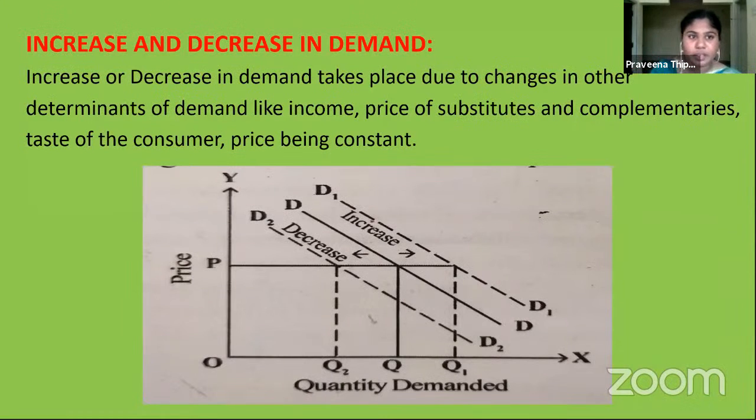Then another change, children, is increase and decrease in demand. Increase or decrease in demand takes place due to changes in other determinants of demand, like change in income, or change in the price of substitutes and complementaries, or change in the consumers' tastes. And here, the price of the commodity will be constant. The x-axis represents the quantity demanded and the y-axis represents the price of the commodity. So this is the demand curve, children. When the price of the commodity is OP, the quantity demanded is OQ. DD is the demand curve.